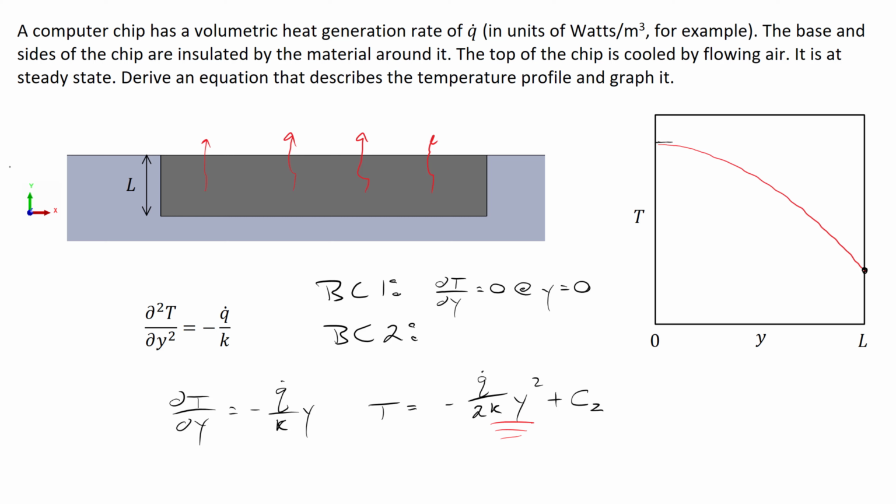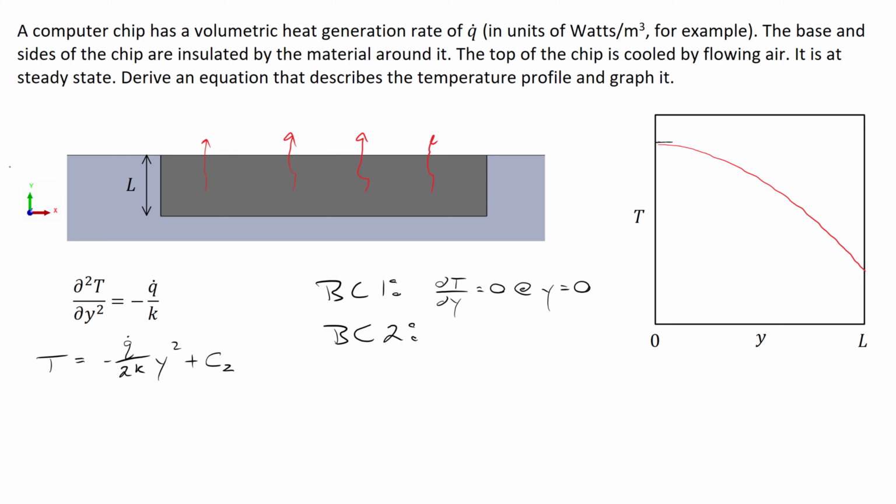So we need some more information here at the surface of the chip to try to pin down where that parabola is located. To get at that second boundary condition, we're going to have to do an energy balance around the entire chip. In the energy balance, we've got the rate at which energy is being stored equal to the rate at which energy enters minus the rate at which it leaves, plus the total rate at which energy is being generated. At steady state, the rate at which energy is being stored goes to 0.